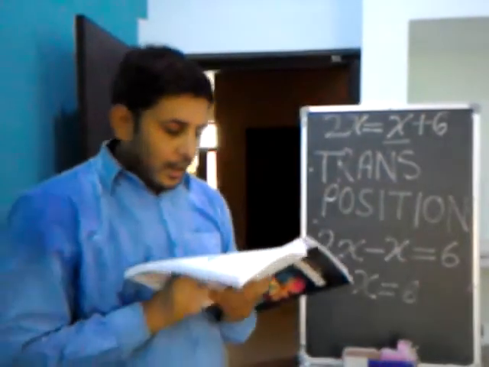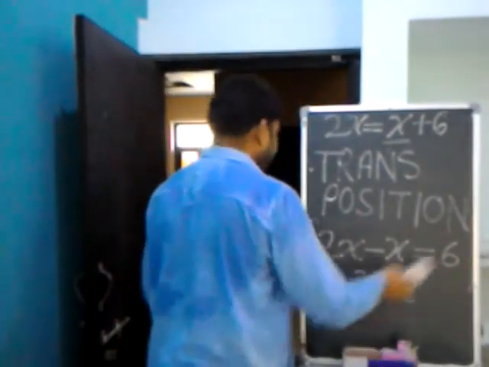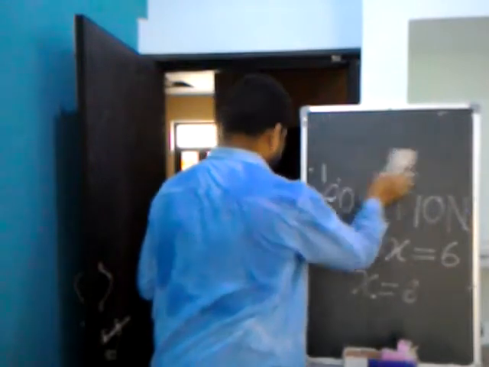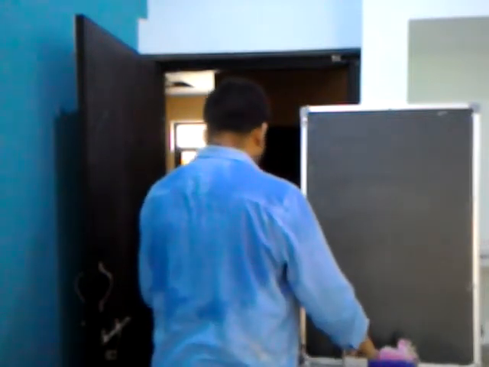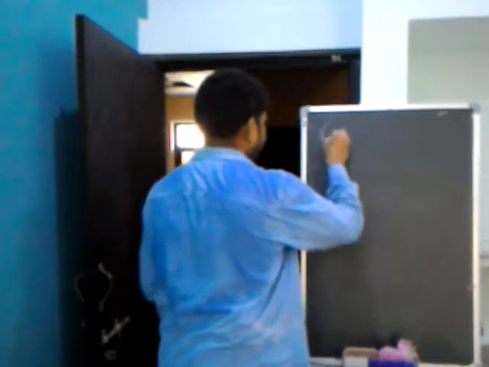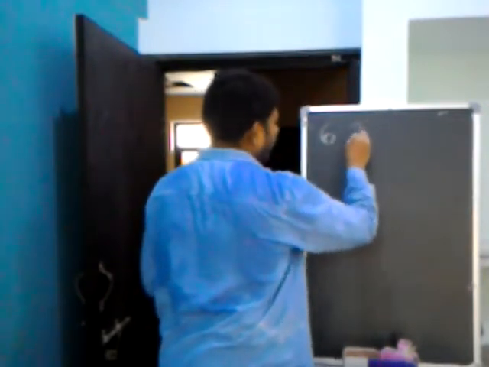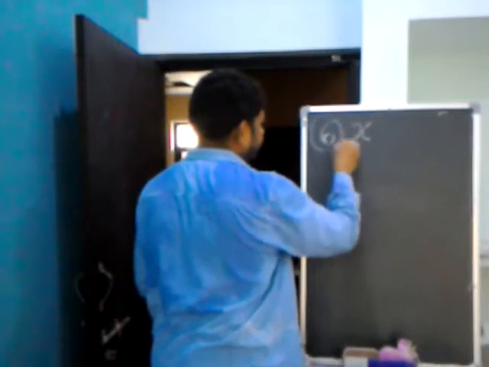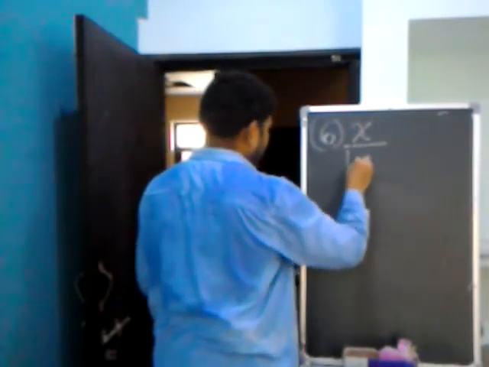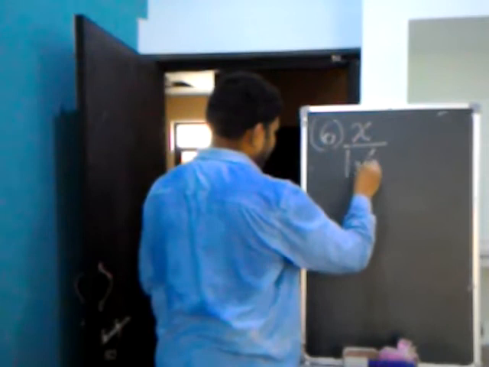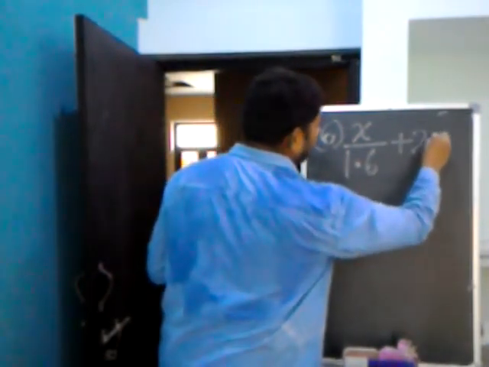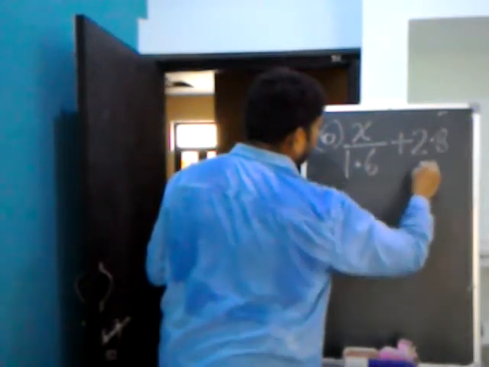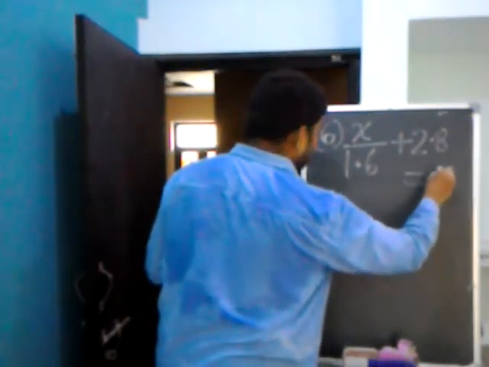Now let us take another question. Question number 6: x upon 1.6 plus 2.8 equals 8.8.